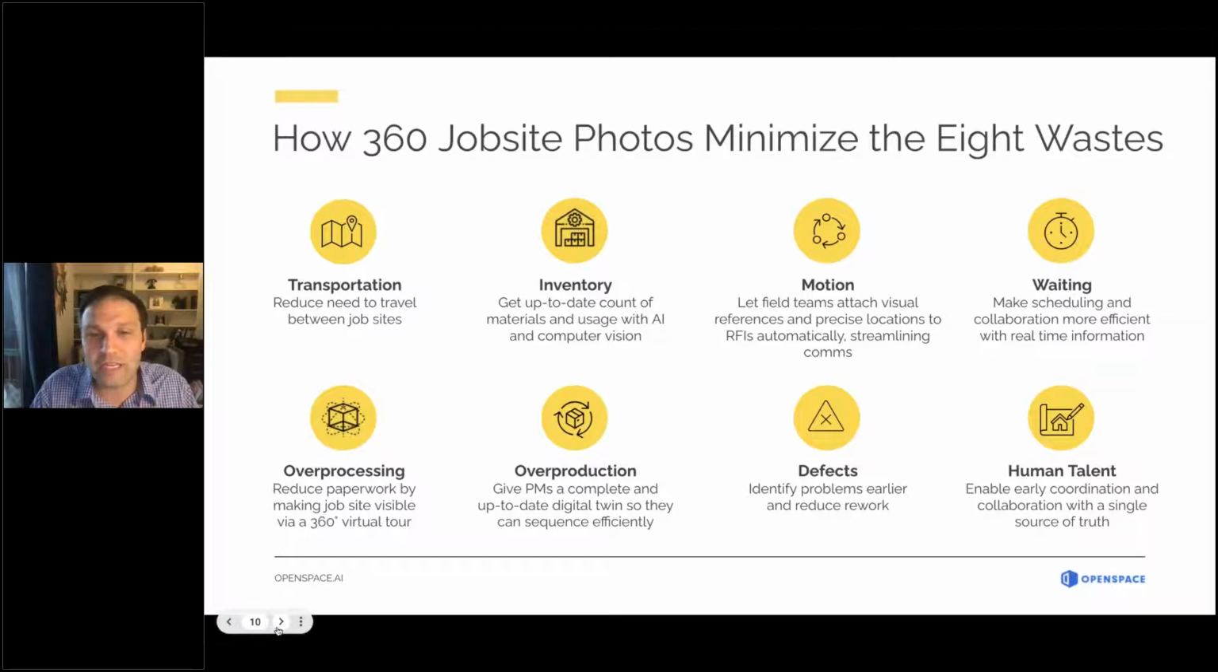But 360 technology kind of overlaps, and there's a lot of waste that, when you're solving the transportation problem of not being able to visit the job site, you're actually reducing motion, and you're avoiding a lot of over processing and overproduction. So these examples, even though we're going to highlight one type of waste, just notice that it goes across all of them. So it's got that multiplier effect in a way when your team starts to engage and really use 360 technology.